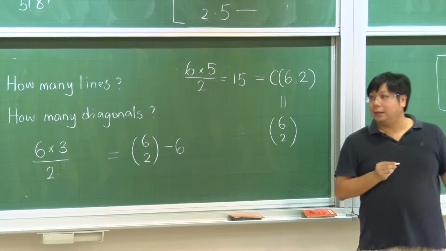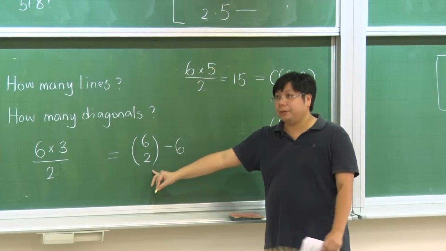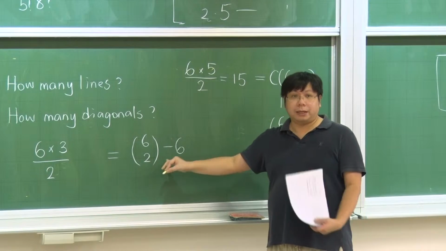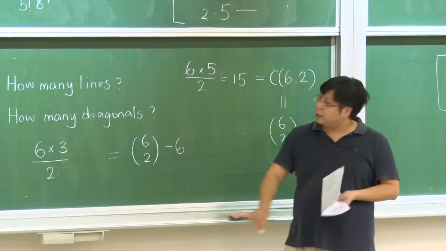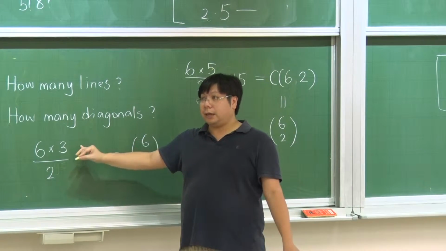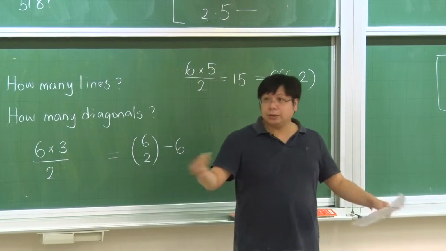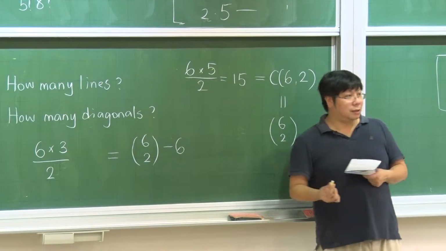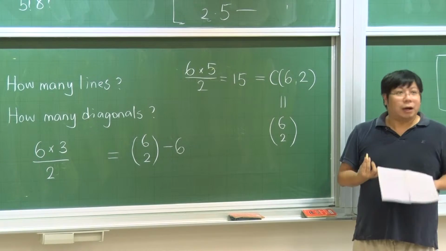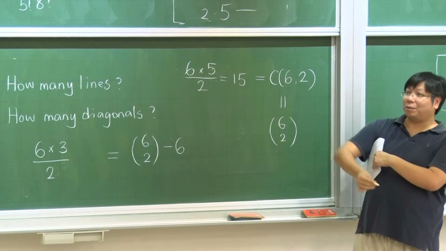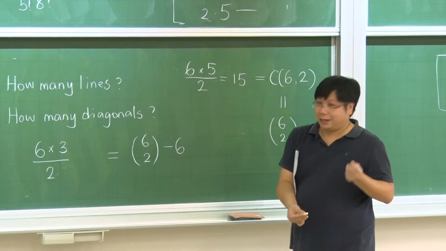Is that okay? So 6 choose 2 is 15. 15 minus 6 is equal to 9. 6 times 3 is equal to 18. 18 divided by 2 is still 9. So you can do this in this way. But I tell you that this is the most difficult problem. Why is it?